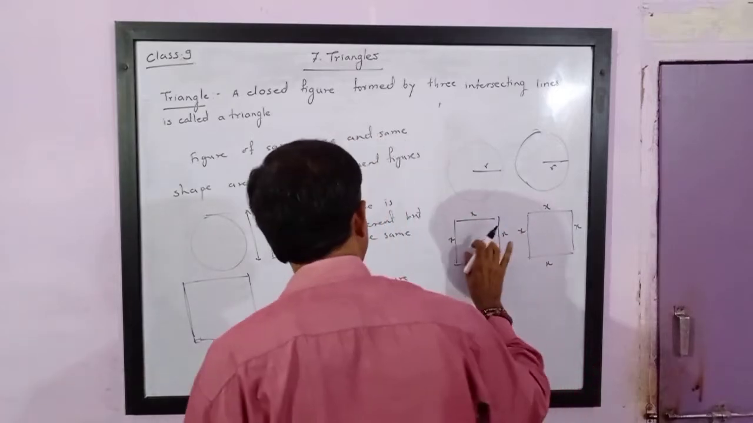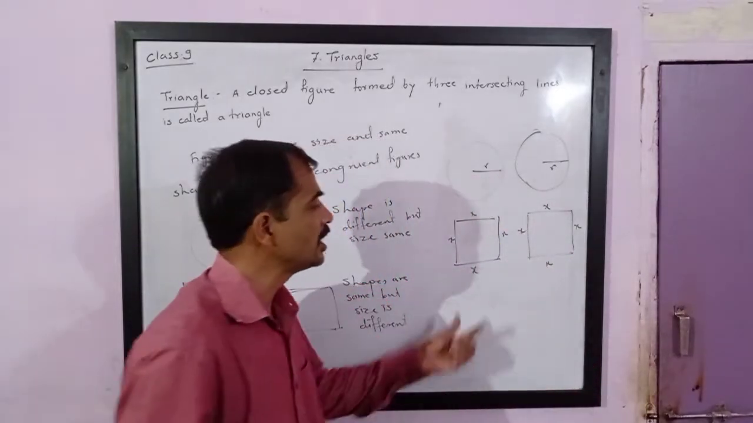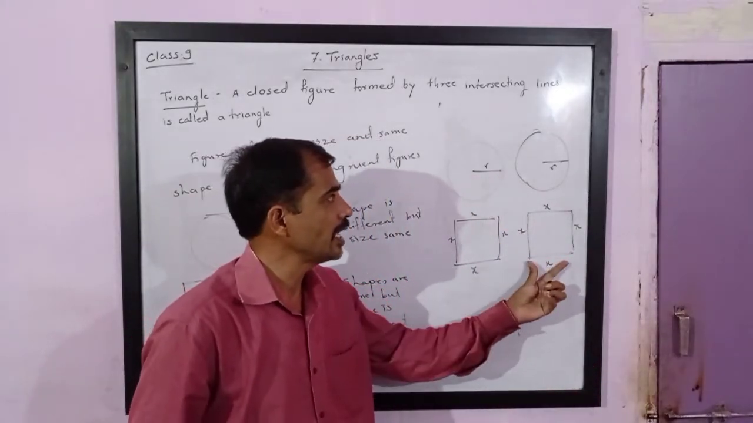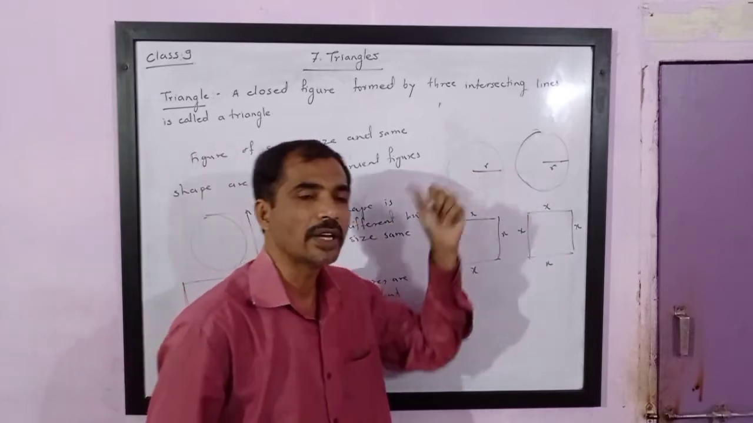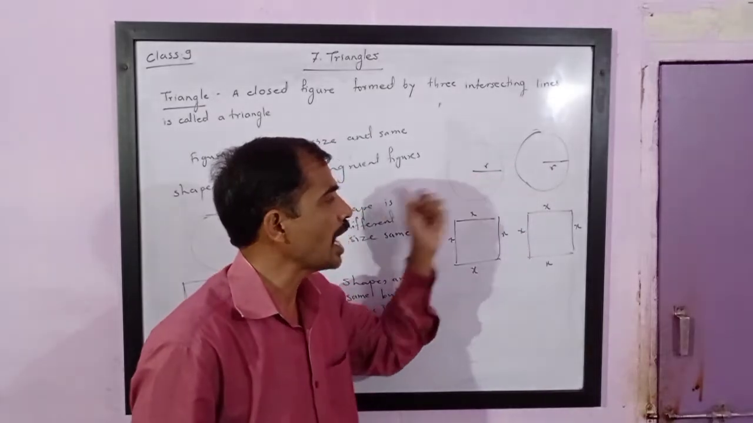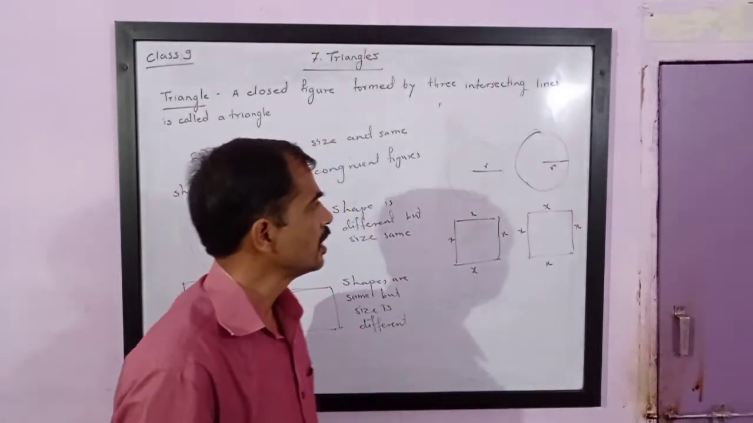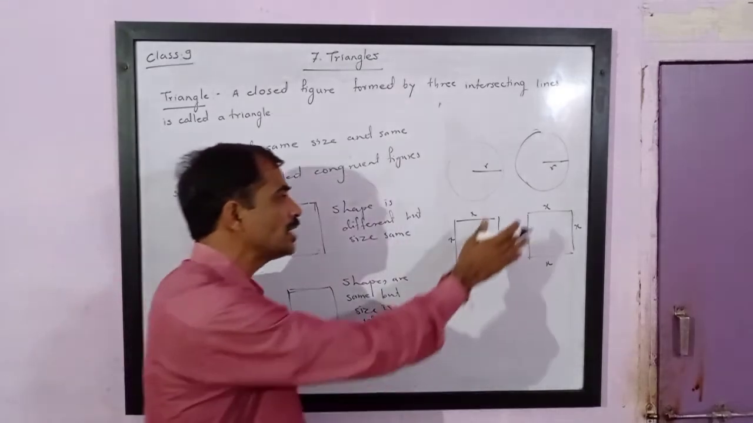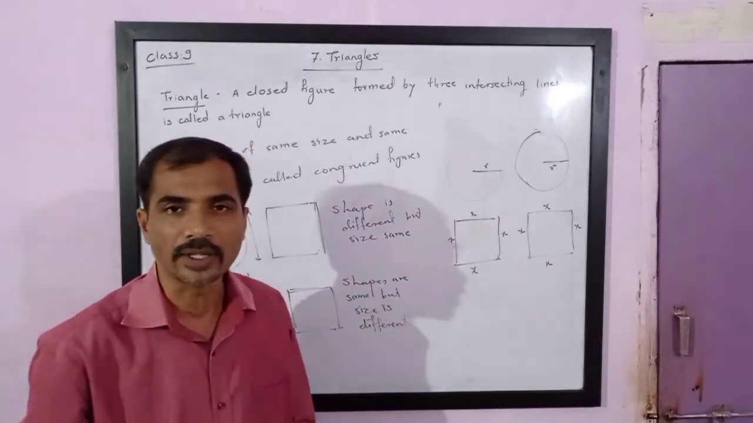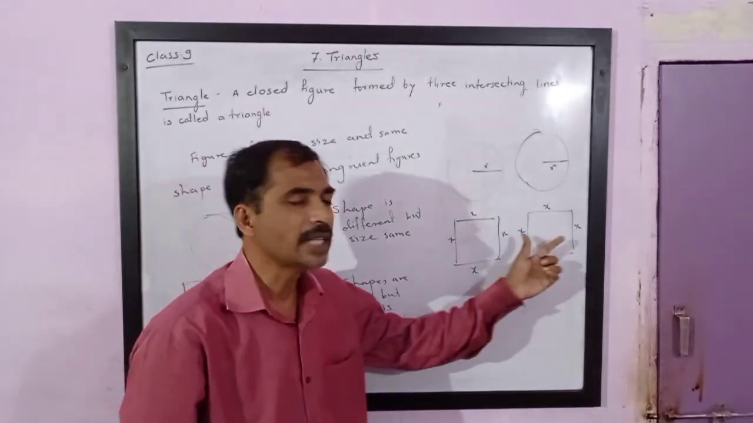So for squares we need sides the same. The only condition needed is that if the sides are the same, then we can call them congruent squares. If the radius is the same, then we can call the two circles congruent circles. Please note, in case of congruent figures, if you place one figure over the other, they will exactly coincide.